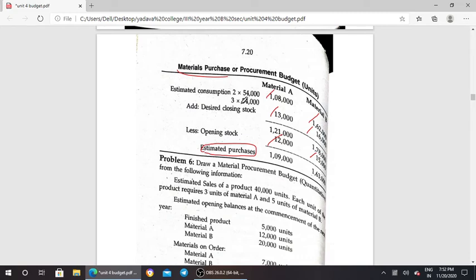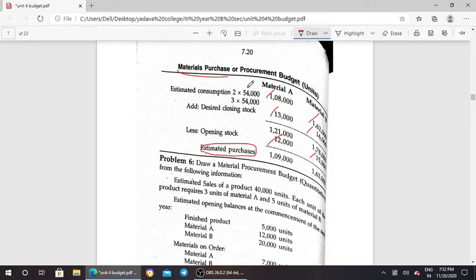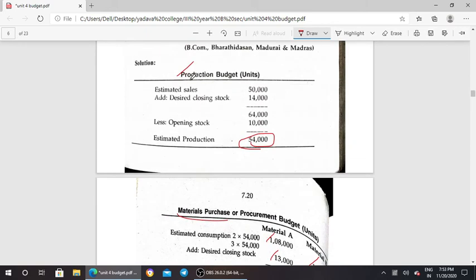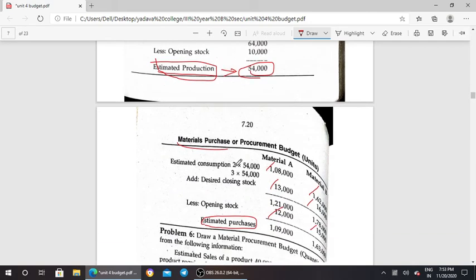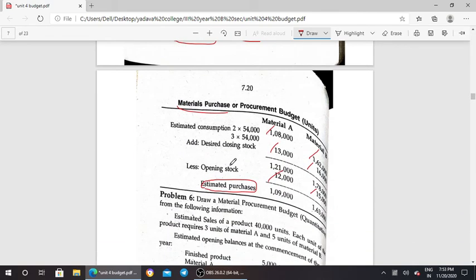So when we are calculating this material procurement budget, that is material purchase budget, with the help of the production budget only we can make it. Otherwise, if they have given estimated production directly, we can easily calculate the material. If they have not given it, we have to calculate it with the usual procedure: sales, add closing stock, less opening stock, then we find the estimated production. After that only we have to use this for material purchase.